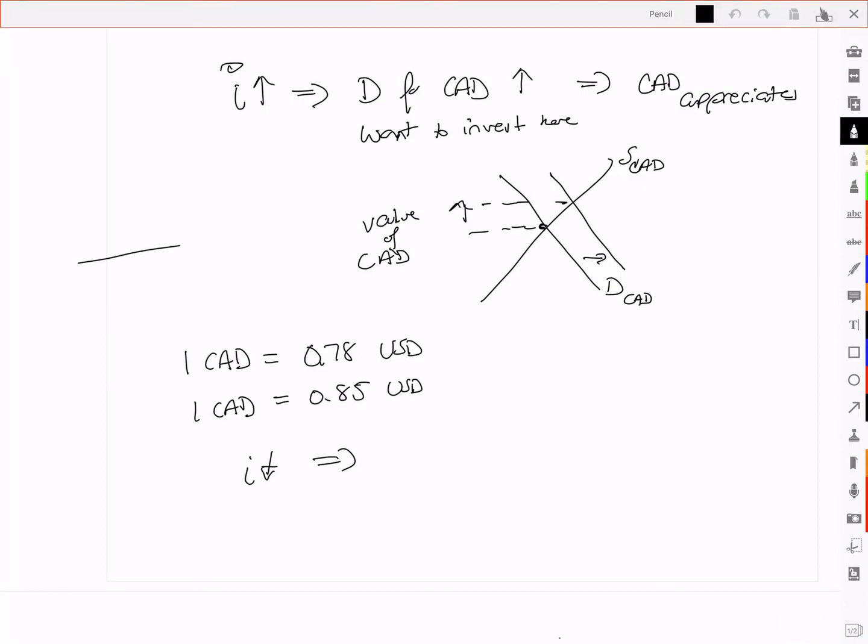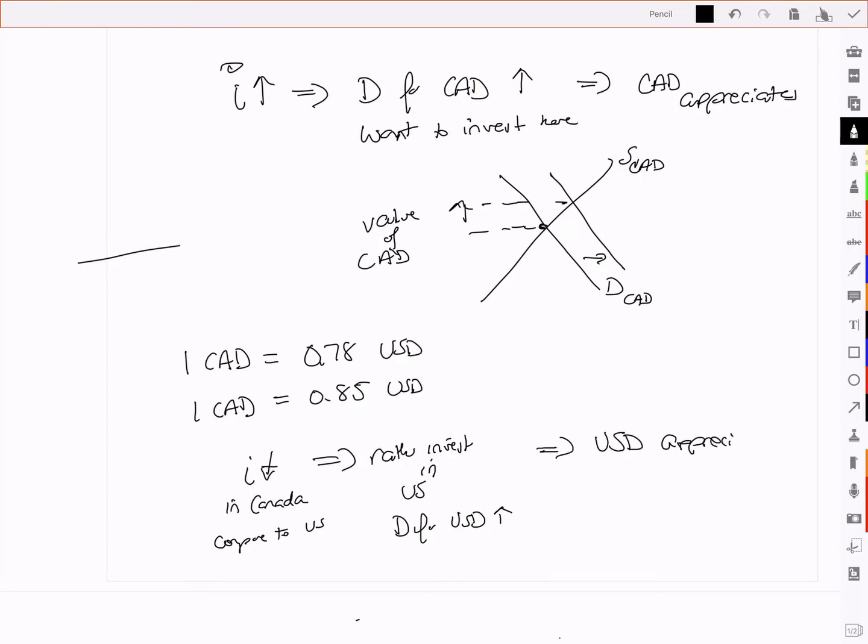All right, so if there's a decrease in interest rate in Canada compared to the US, then we would rather invest in the US. So the demand for US dollars will increase. There will be less demand for Canadian dollars. And so the US dollar will appreciate. And when US dollars appreciate, our exchange rate is Canadian for US, the Canadian dollar depreciates. So when we lower our interest rates, the Canadian dollar falls.